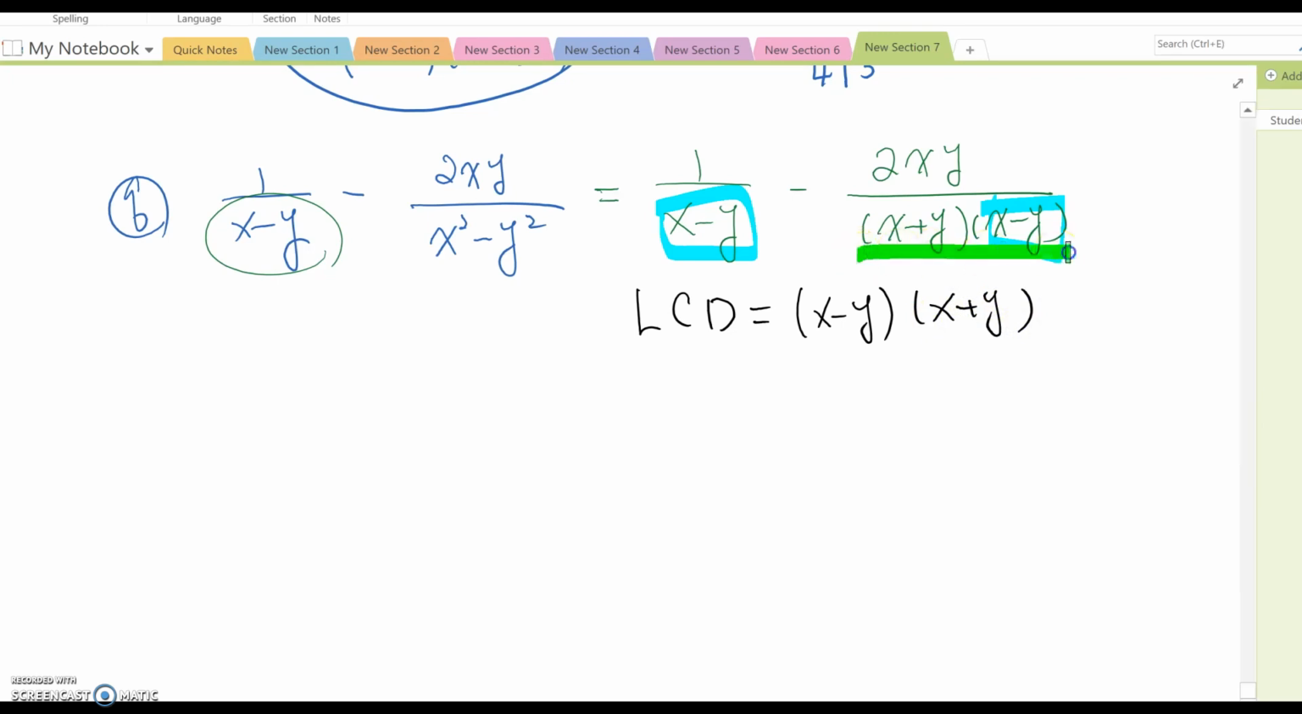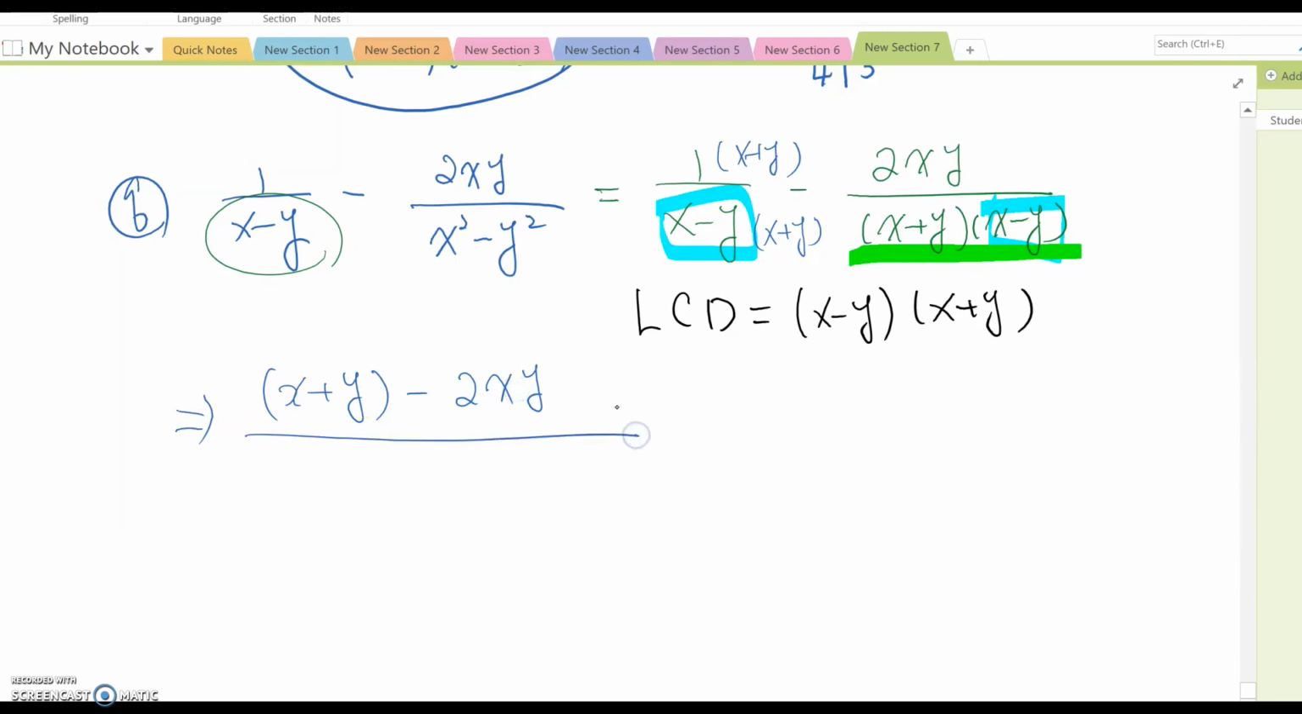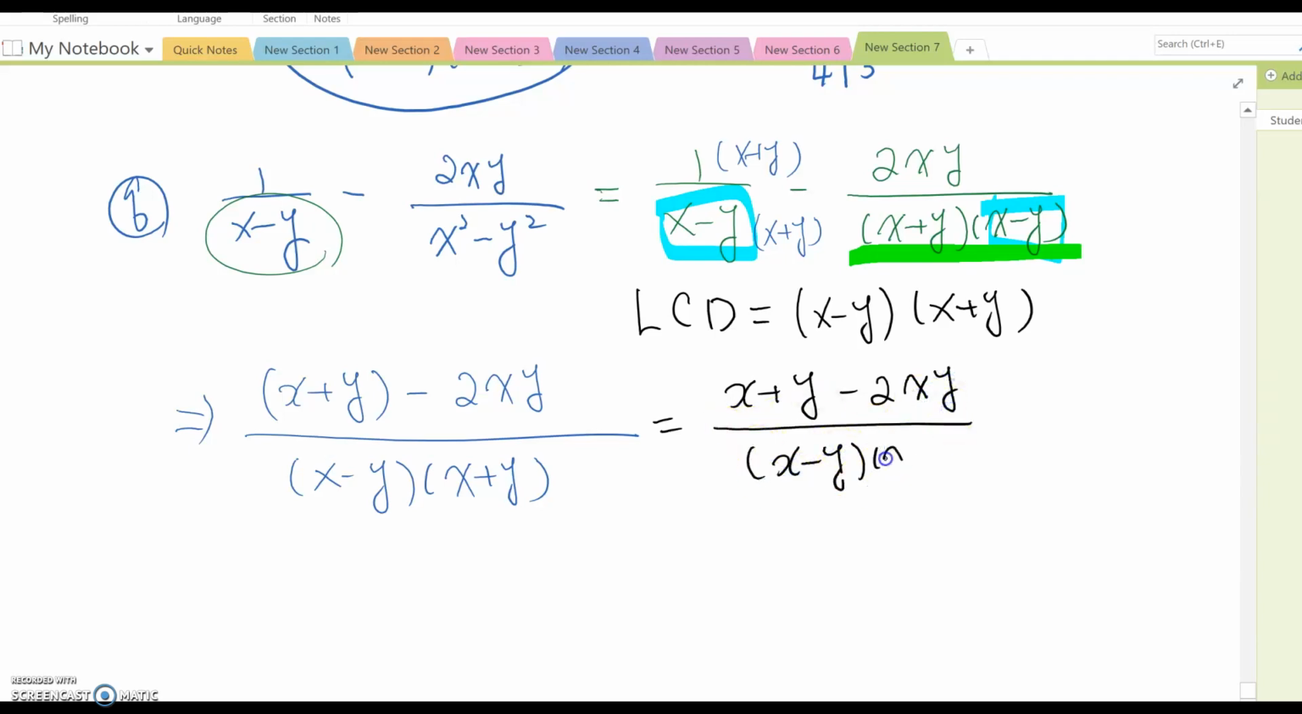Since this one already has the common denominator, you only multiply x plus y into this fraction so that it can also have the common denominator. So these two fractions become x plus y minus 2xy over x minus y and x plus y. Now we open the parentheses and simplify that, then x plus y minus 2xy over x minus y and x plus y. Okay. Now, since it is not factorable, this is basically the final answer.